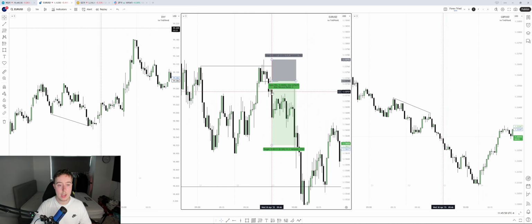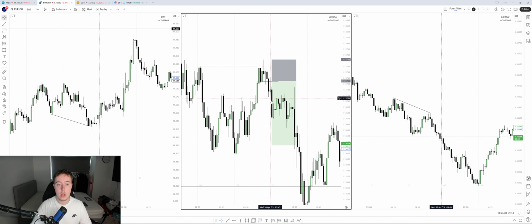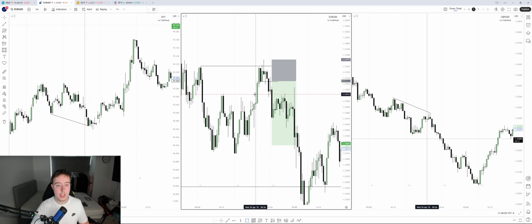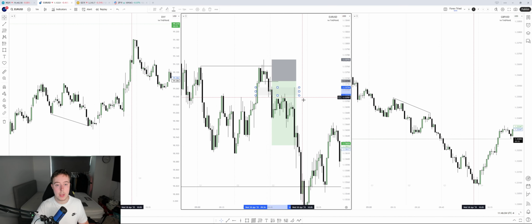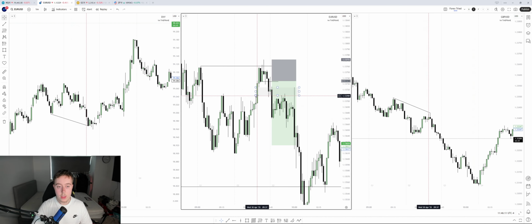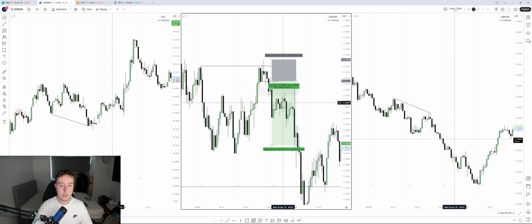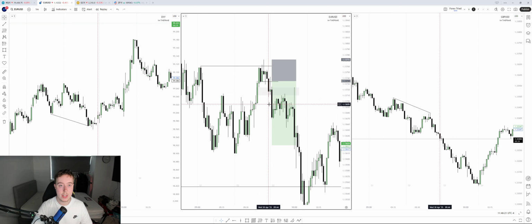You can see we did get a really nice displacement after entering, which was really great to see. You can see that we got this inversion gap here as well, okay? So this is what we want to see. Not only do we want to get the change in state delivery, we also want to have the opposing PD arrays getting disrespected, okay? Which is what was happening here. Change in state respected, to then disrespect a bullish PD array, okay? So this, to me, is showing me that price is now ready to continue lower.